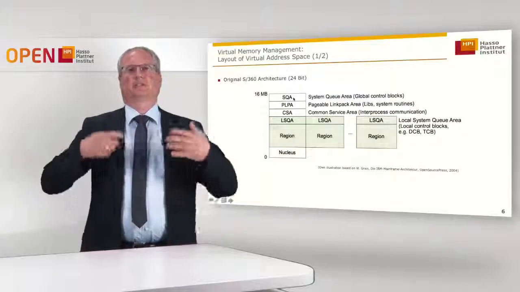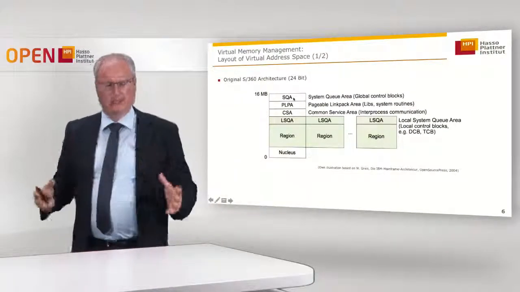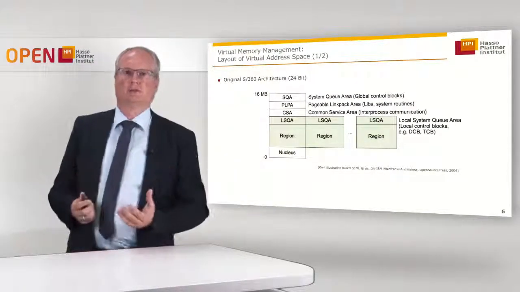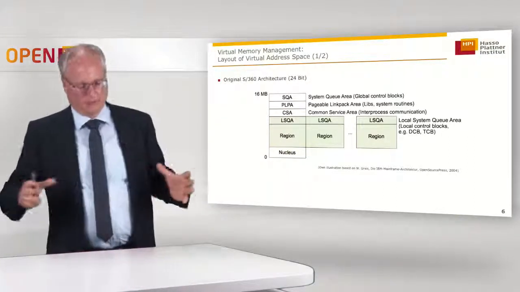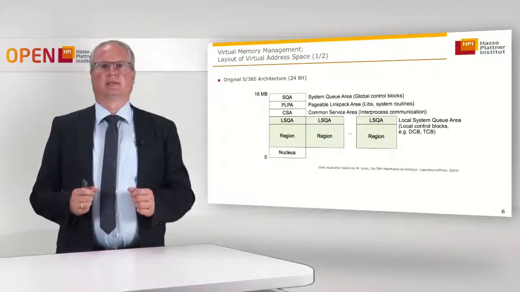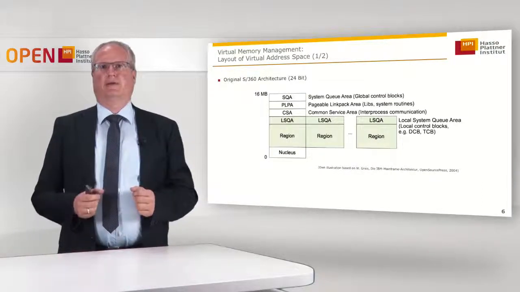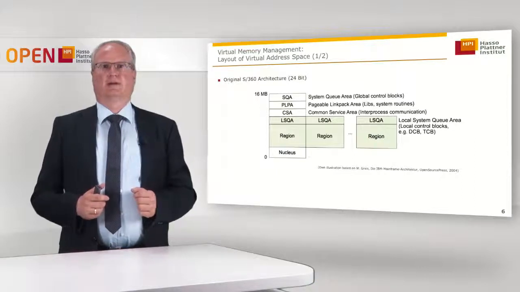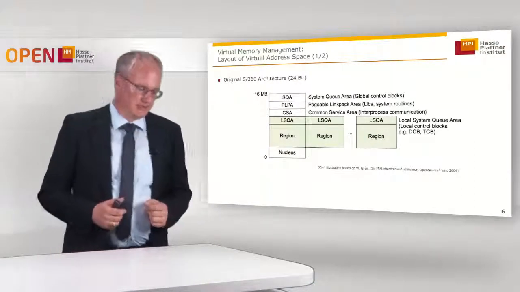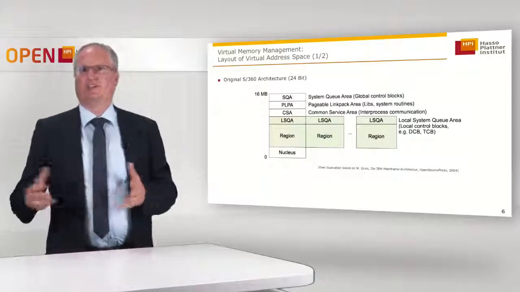There is also other address information that is common to multiple address spaces, like for example the system queue area, where some global control blocks for all address spaces are maintained, the pageable link pack area for libraries, and the common service area, for example, implementing inter-process communication between address spaces.